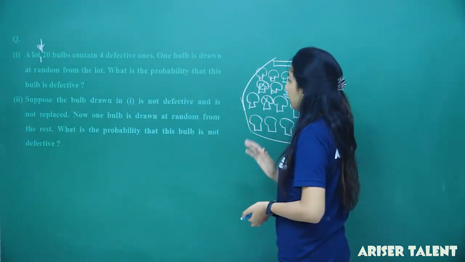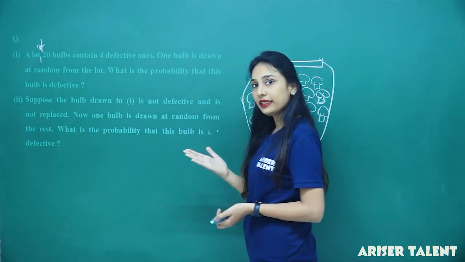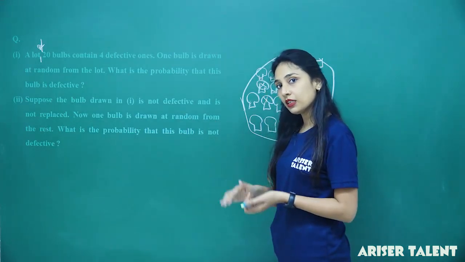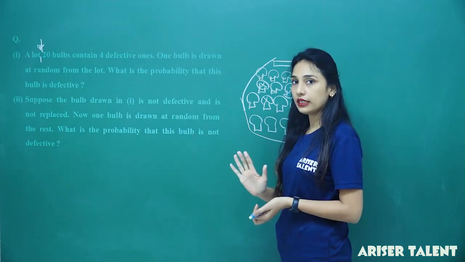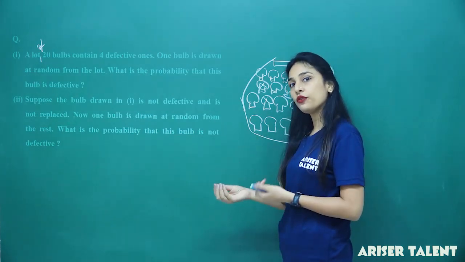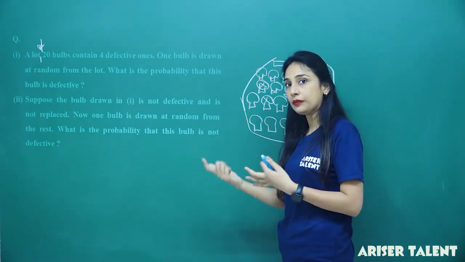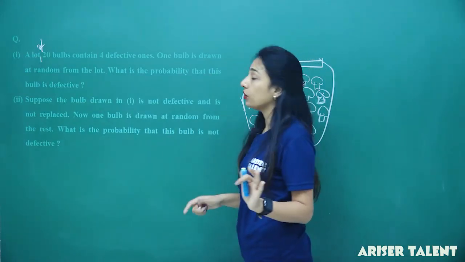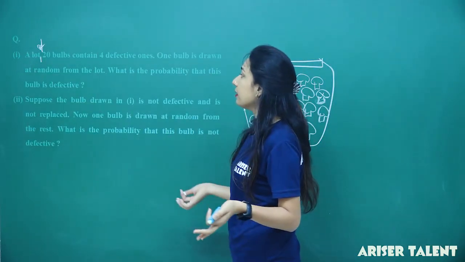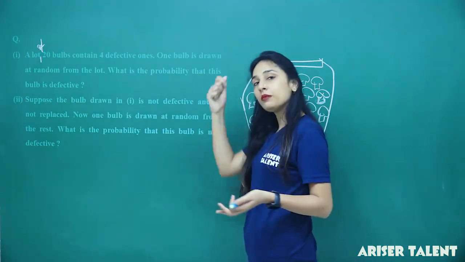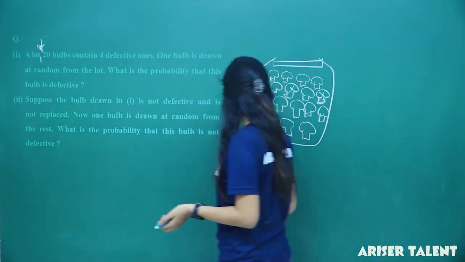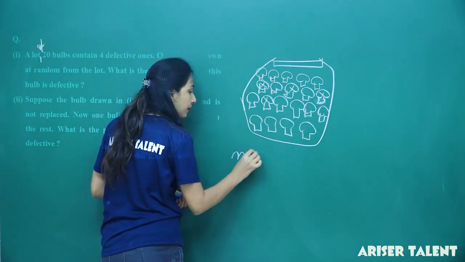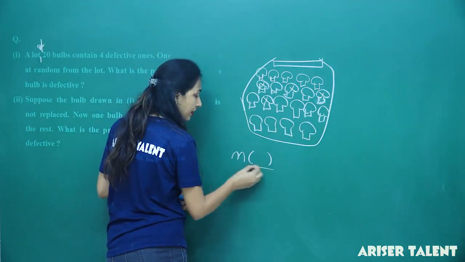So in this we have 20 bulbs, and in these 20 bulbs, 4 are defective and 16 are good. They are okay. So this is a total of 20 bulbs, 4 are defective, that means 16 are good. Now, what is the probability that the bulb is defective? If I am randomly picking a bulb from that, I am having simply the number of total outcomes and favorable outcomes.